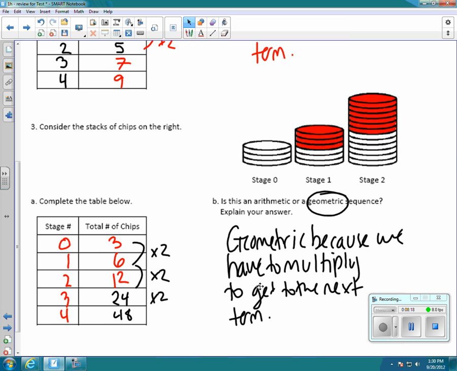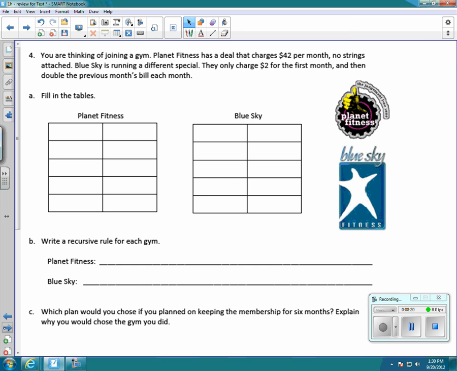All right, so we're moving on now to our last page. Problem number 4, we're thinking about joining a gym. Planet Fitness has a deal that charges $42 per month, no strings attached, whereas Blue Sky is running a different special. They charge $2 for the first month and then double the previous month's bill each month. So they want us to fill in the tables.